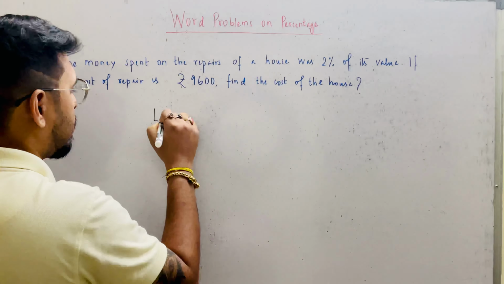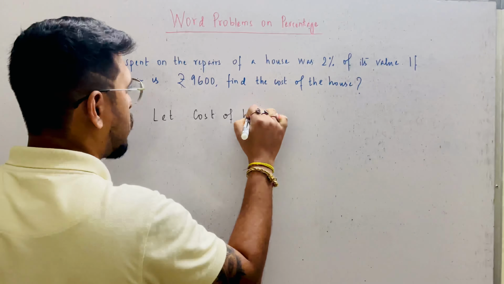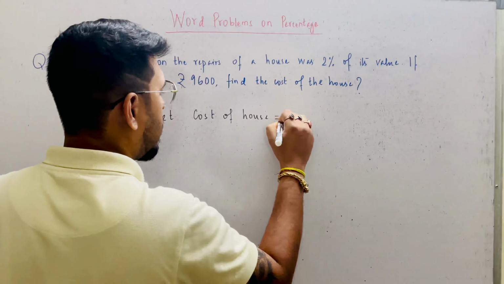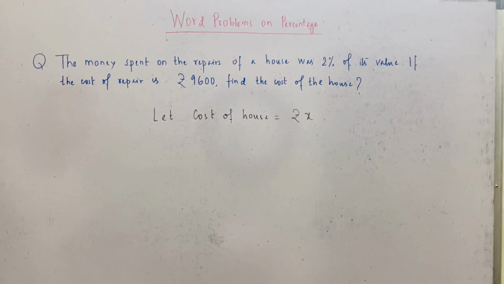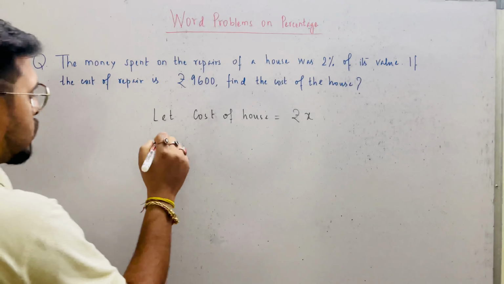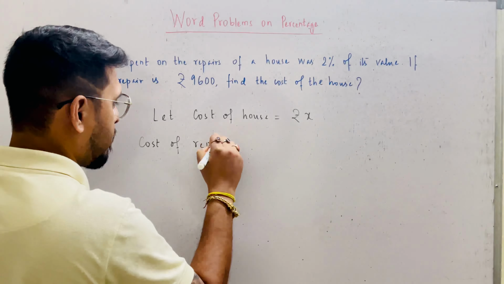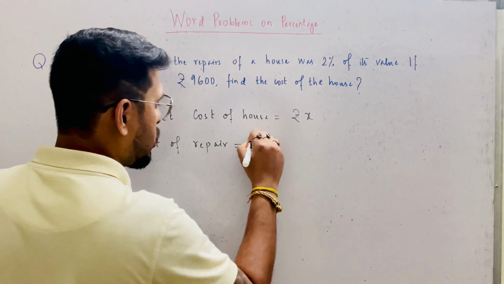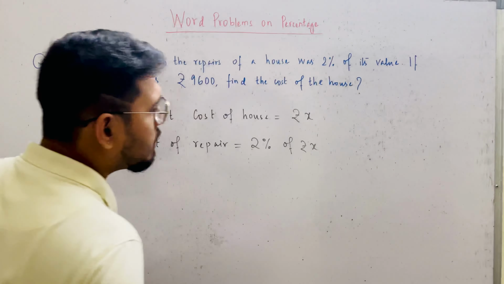So let the cost of house be rupees X. Now I don't know what is the cost of the house, so I'm assuming that the cost of the house is rupees X. Now since I know that the cost of repair is 2% of the cost of the house, so I can say cost of repair will be 2% of rupees X.